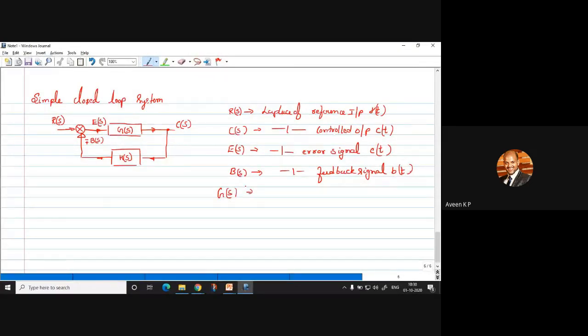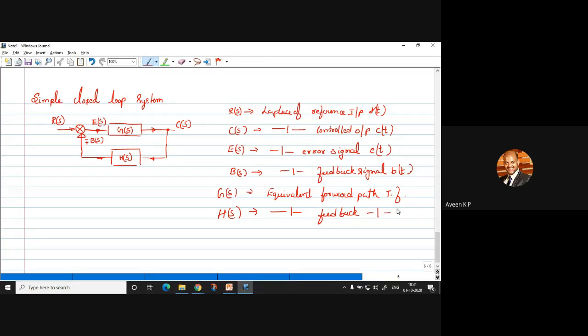What is G of S? G of S is the equivalent forward path transfer function. And H of S is the equivalent feedback path transfer function. So this is the meaning of G of S and H of S.